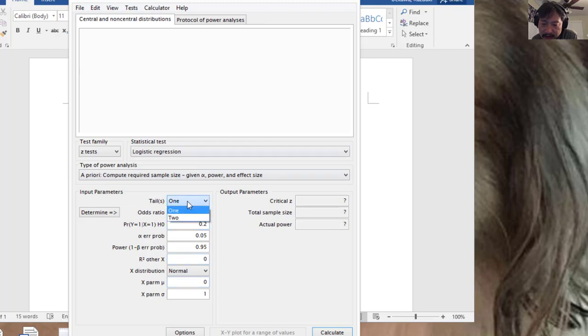In this area, I would do two tails, unless you have a strong theory about why you want to test just one tail.